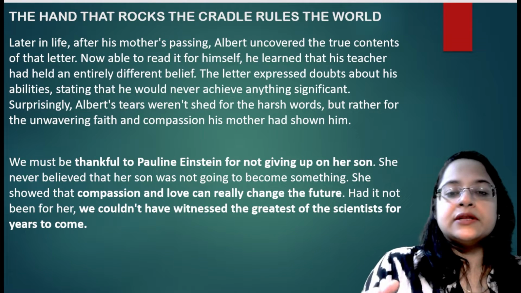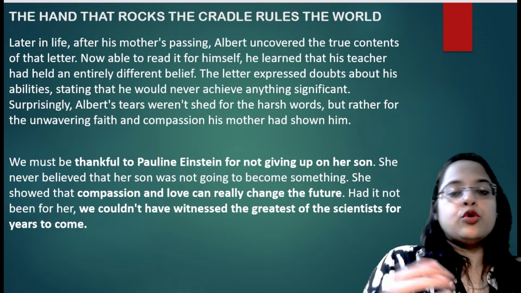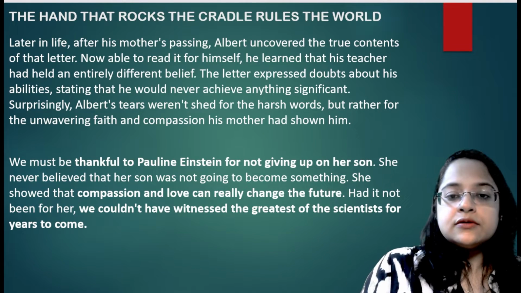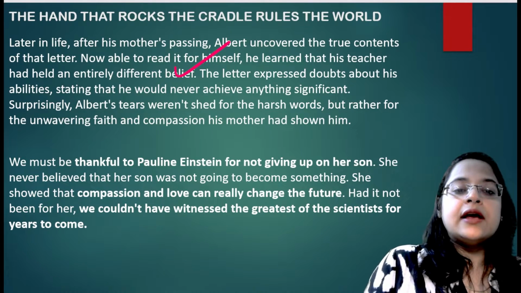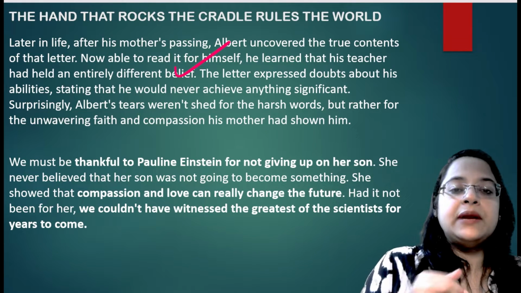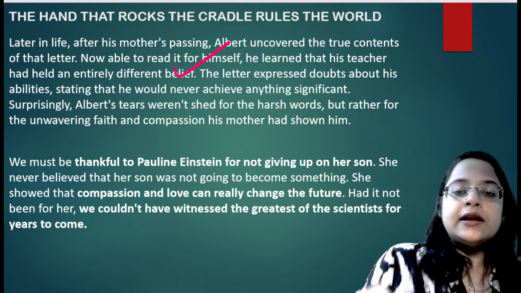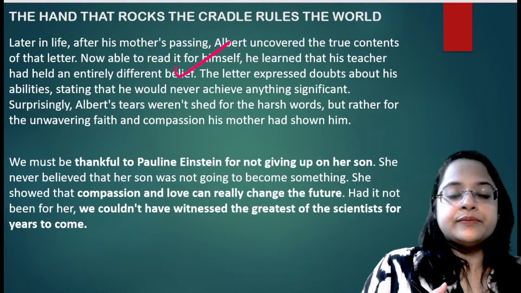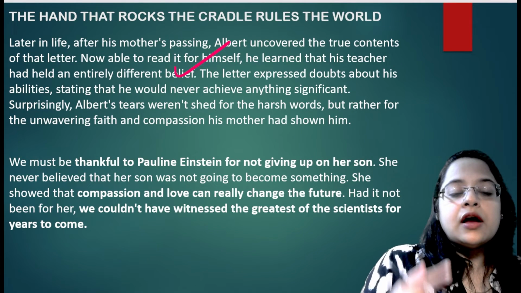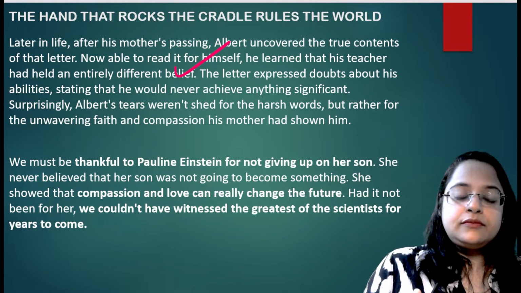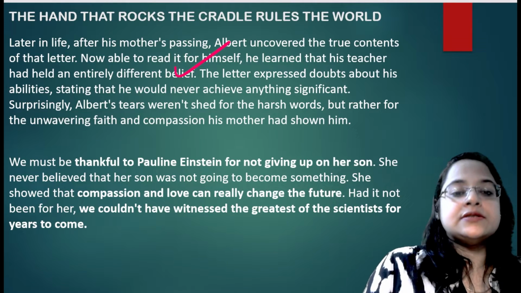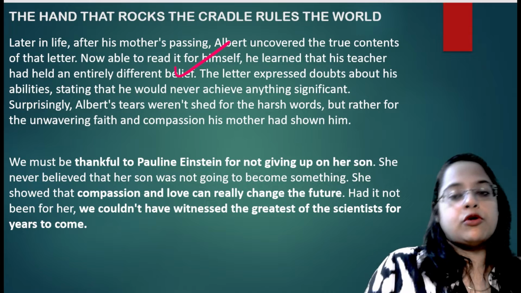Later in life, after his mother's passing, Albert Einstein had grown up. He was now able to read the letter. He uncovered the true contents of that letter. Now able to read it for himself, he learnt that his teacher had held an entirely different belief about him during that time. The letter expressed doubts about his ability, stating that he would never achieve anything significant in his life. Surprisingly, Albert's tears weren't shed for the harsh words, but for the unwavering faith and compassion his mother had shown him, right? So he cried only for his mother's faith and compassion.